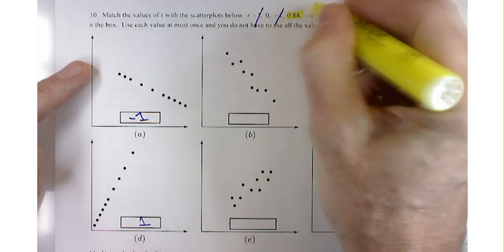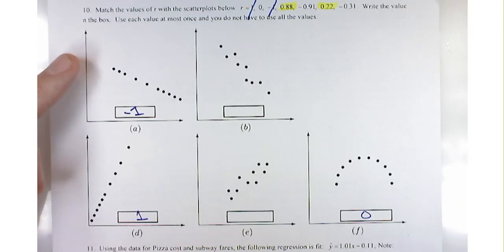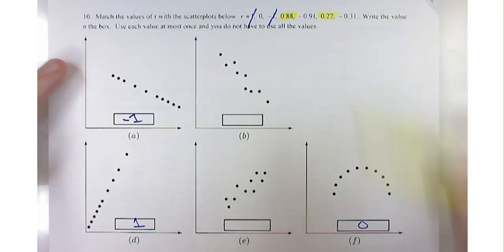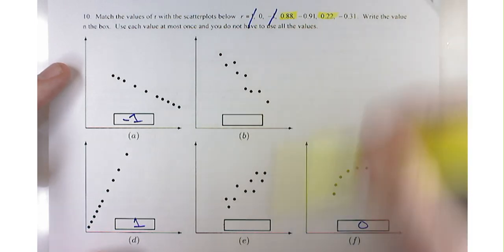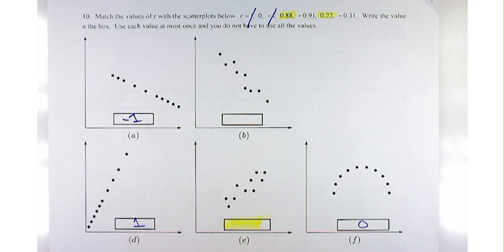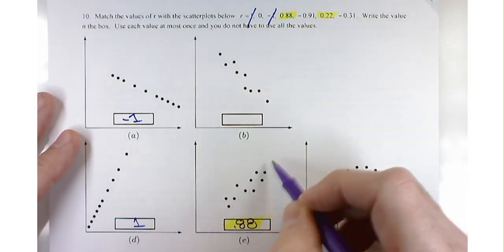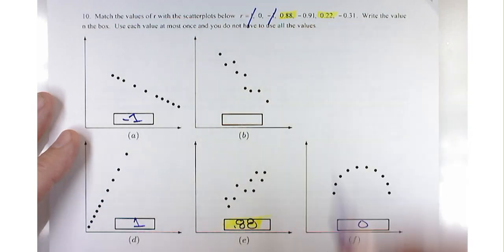So that leaves us with a couple of possibilities. We have 0.88 and 0.22. Both of those are positive. Which one is that going to go with, B or E? E. So it has to be one of these. Which one feels more likely, 0.88 or 0.22? 0.88, because that's closer to a line than this would indicate.